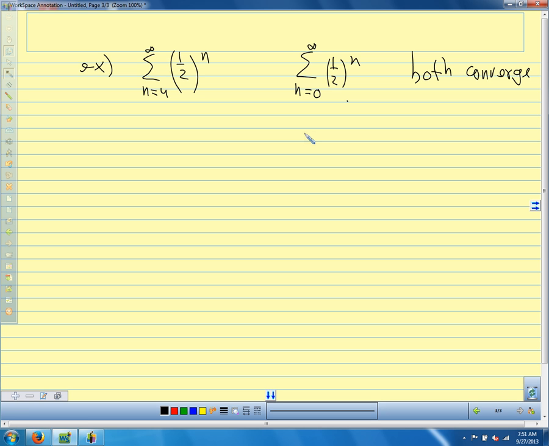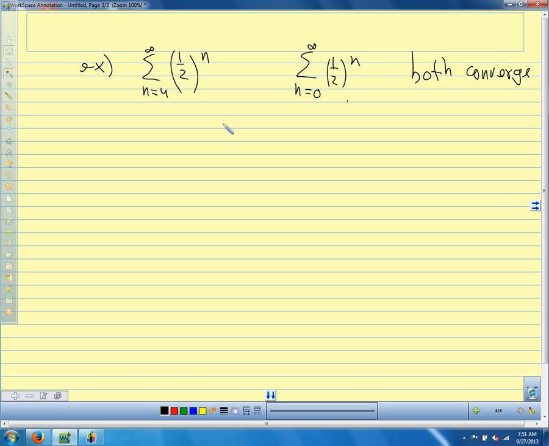So deleting a finite number of terms from a convergent series doesn't affect the convergence, it does affect the sum. So we can find the sum of that finite number of terms, hopefully, and we could subtract it from the sum of the original series if we can find it, and find the sum of the series we're interested in. So that's an important thing to remember, that deleting that finite number of terms doesn't affect the convergence.